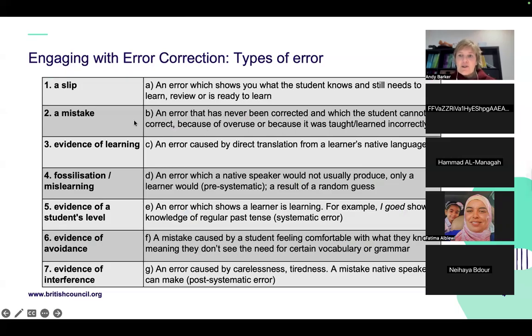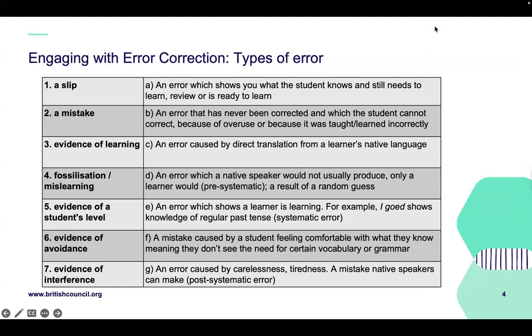So, can you connect the type of error with its definition? The definitions are mixed on the other side. So, can you find its partner? I'll give you some time to read. Don't worry. There's no panic. There's time to do this. And when you're ready, if you know the answer to some of them, you can write in the chat if you prefer.